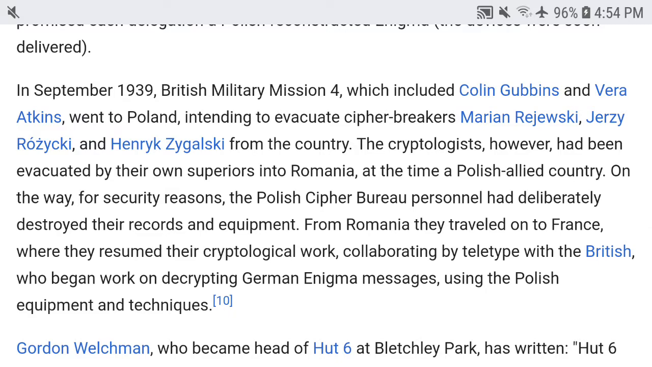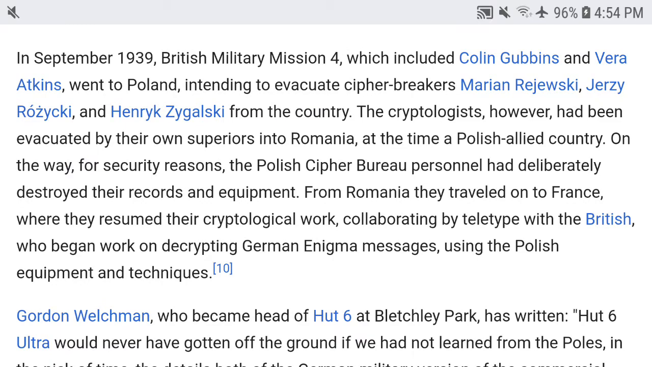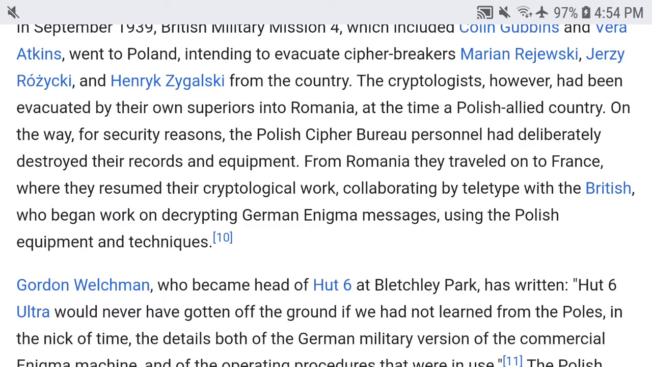Intending to evacuate cipher breakers from the country, the cryptologists, however, had been evacuated by their own superiors into Romania, at the time a Polish allied country. They destroyed the records and equipment and traveled back to France, where they resumed their cryptological work.